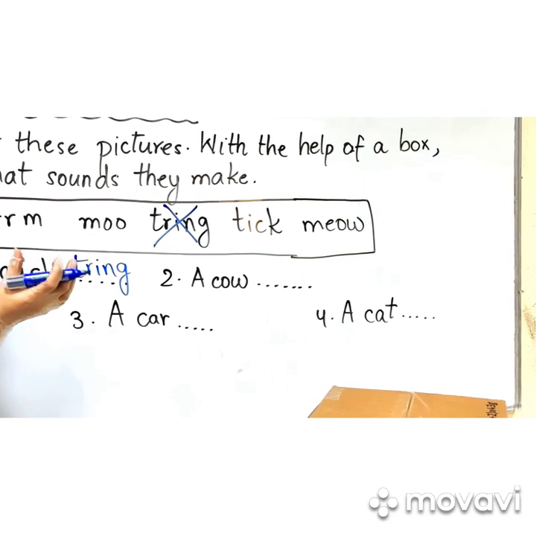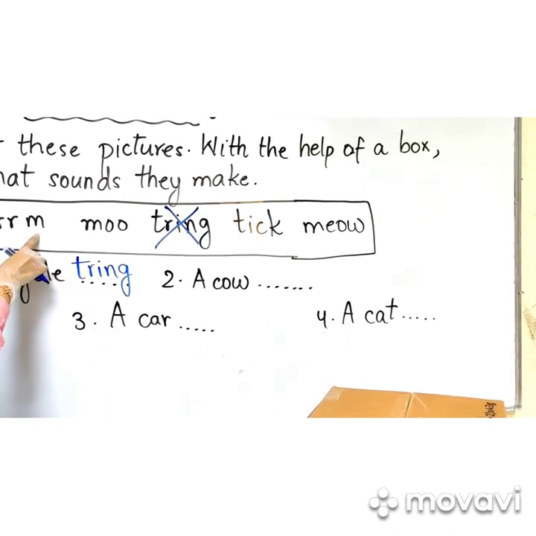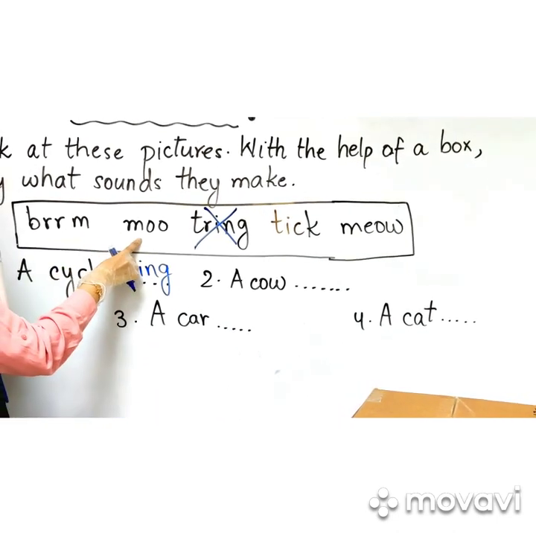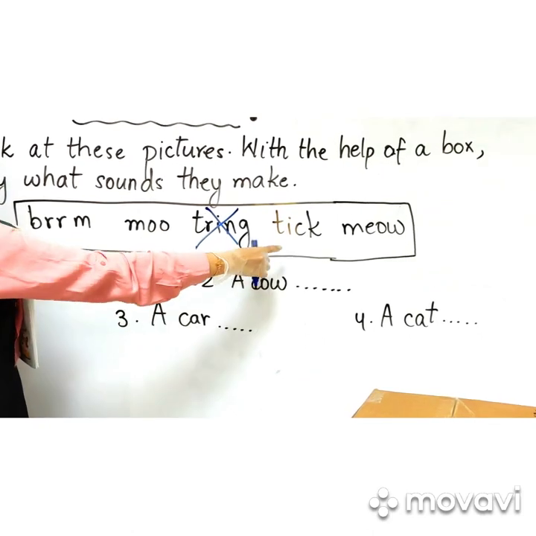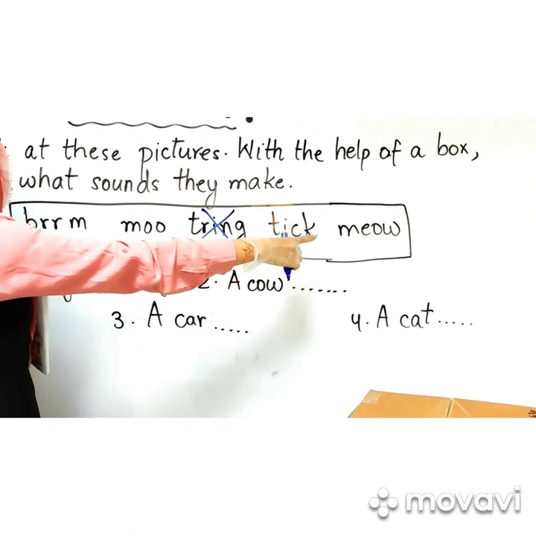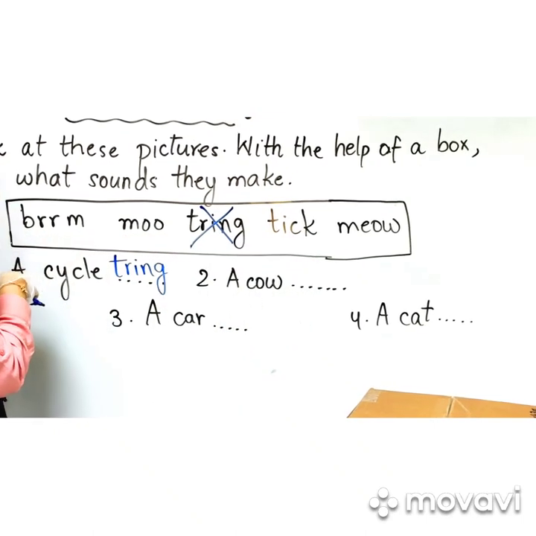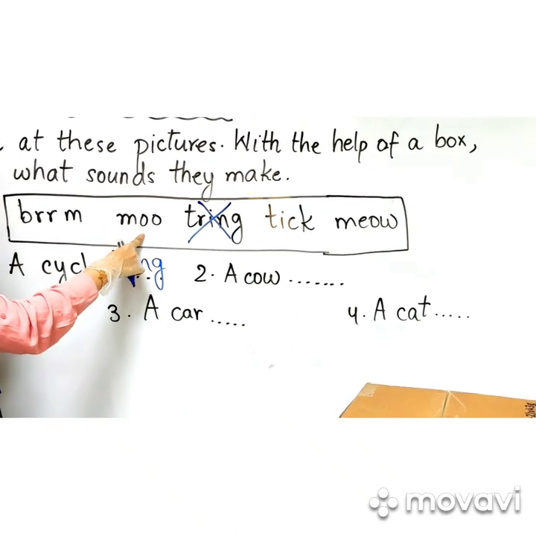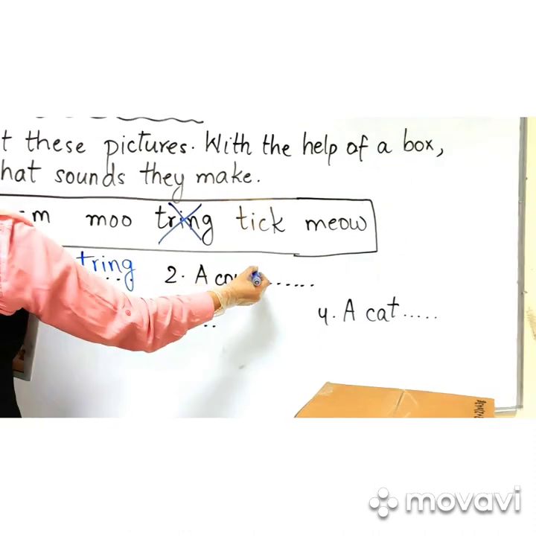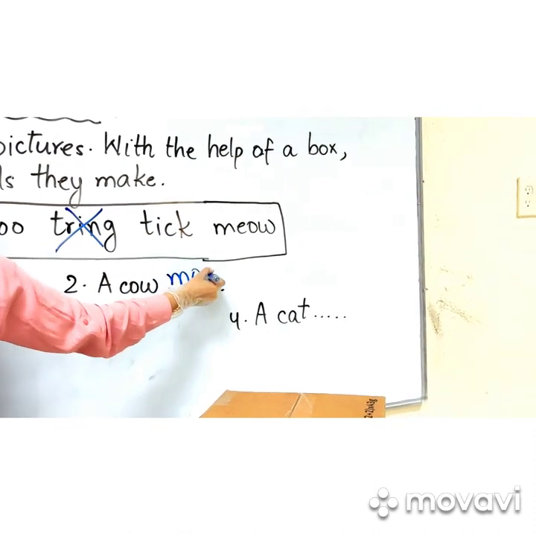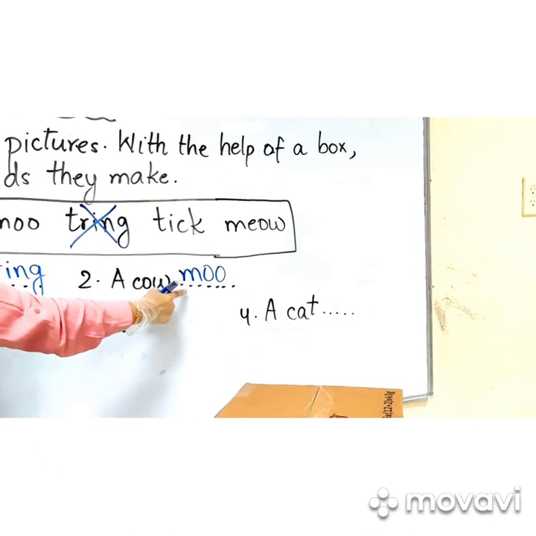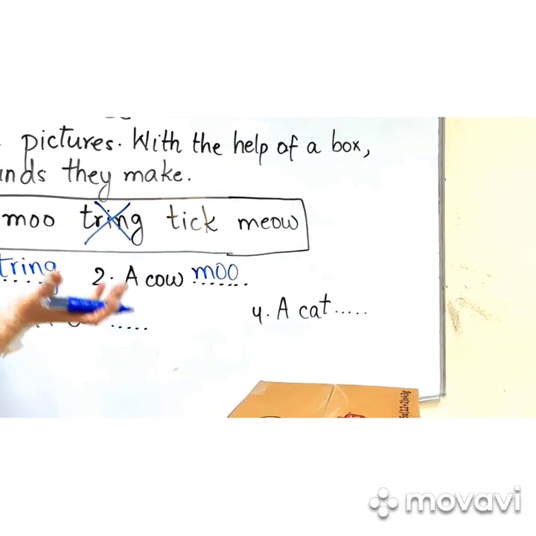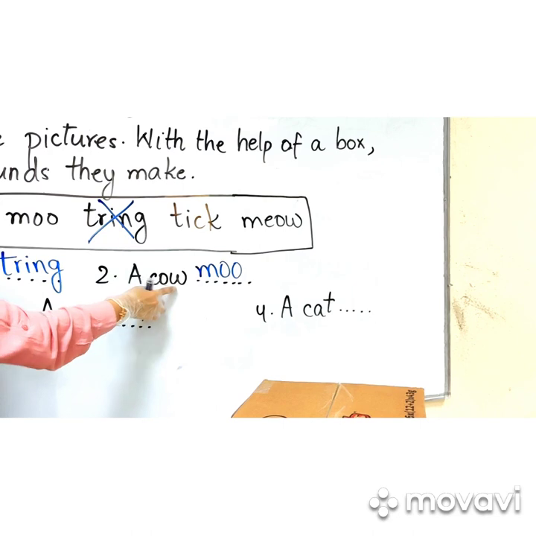Which sound does a cow make? Is it vroom or moo or tick tick tick tick or meow? Which one is this? This one? This one? Very good! It's this one. A cow makes the sound of? Let's make a sound all together, okay? A cow makes the sound of?